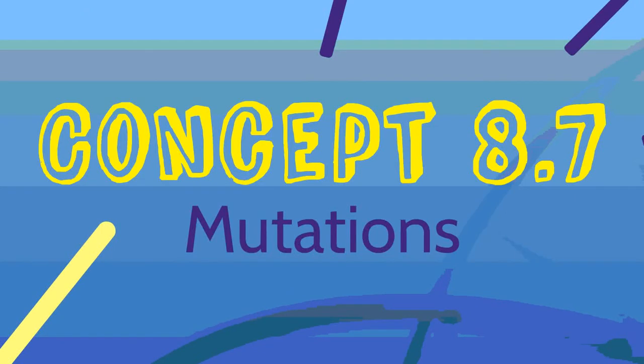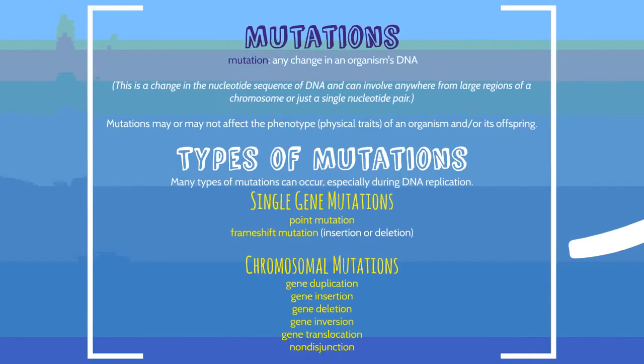All right, let's talk about mutations. If you remember, a mutation is a change in an organism's DNA. It can happen during transcription, or during the replication process. Mutations may or may not affect your physical traits. Sometimes it'll affect the phenotype and sometimes it will not. We're going to talk about different types of mutations.